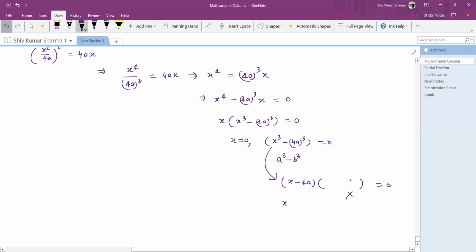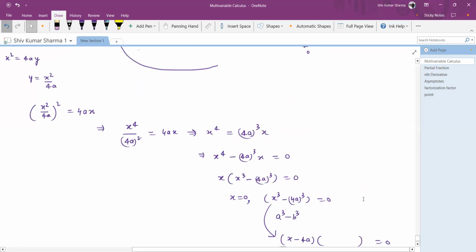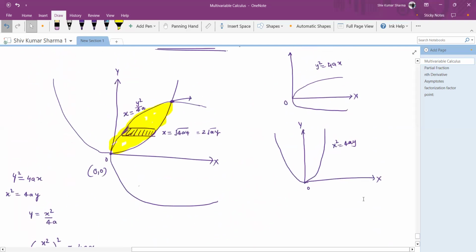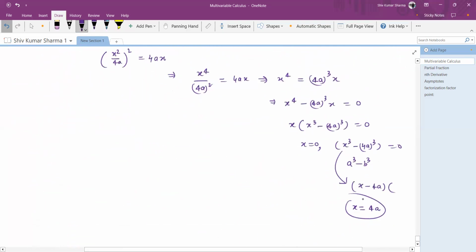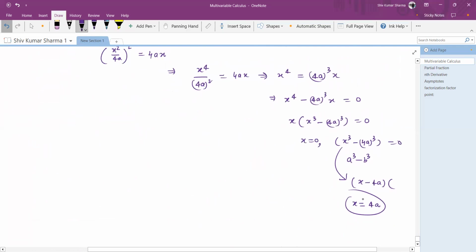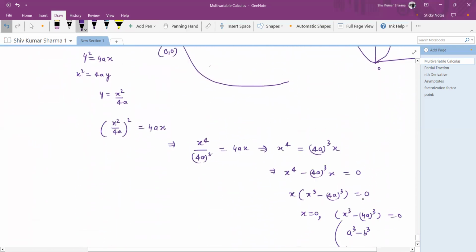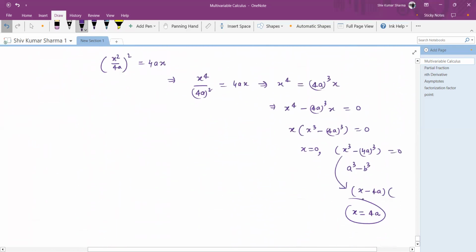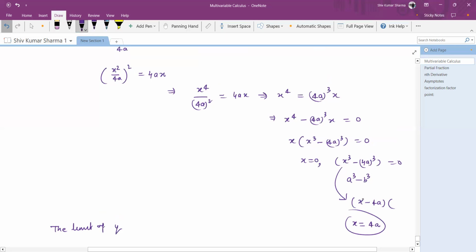So when we put x is equal to 4a, so y is also equal to 4a. So the coordinate of this point is 4a comma 4a. So now we write the limits. So when we write the limit of y, so x equal to 4a.